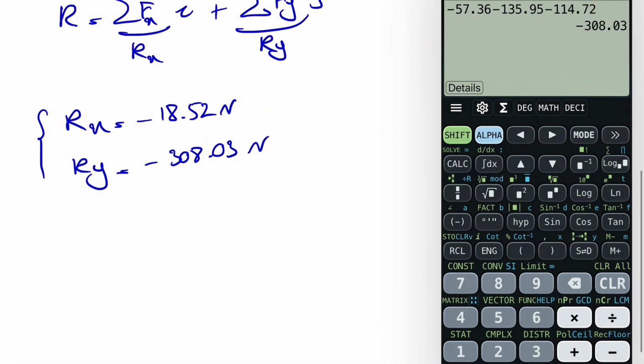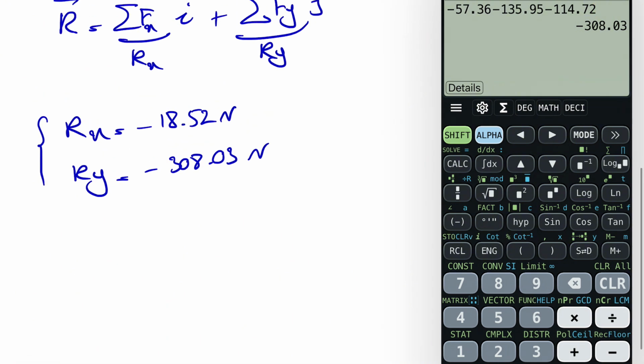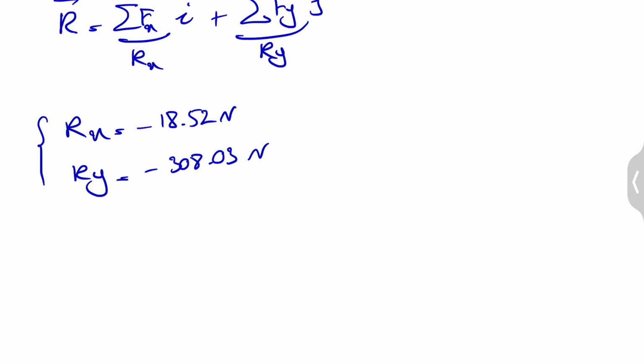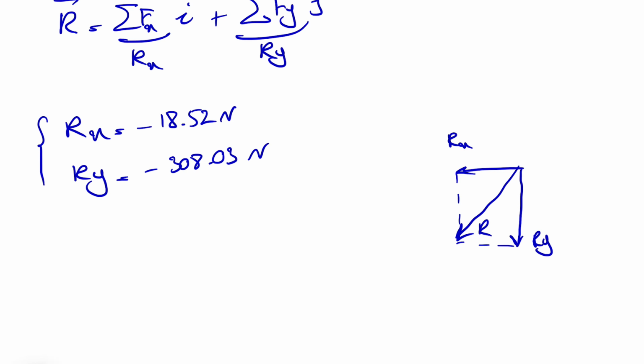If you want to show our R at the end, we can see that they're both negative. So this one is our Rx and this one is our Ry. I'm showing it in this direction because they are both negative, and this will be our R, which is the resultant of these two. If we want to find this angle, we can call it theta.